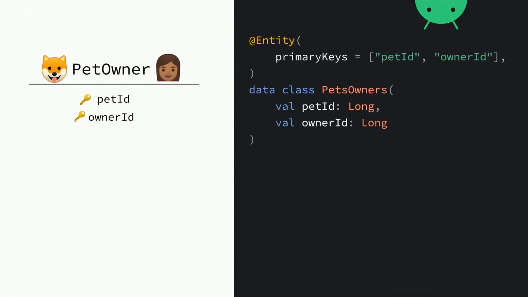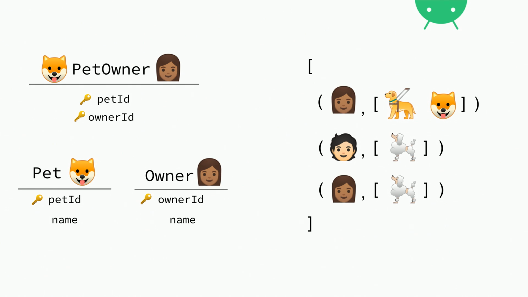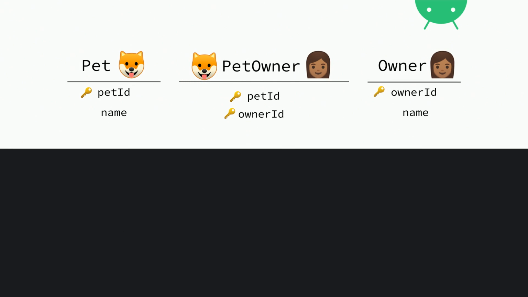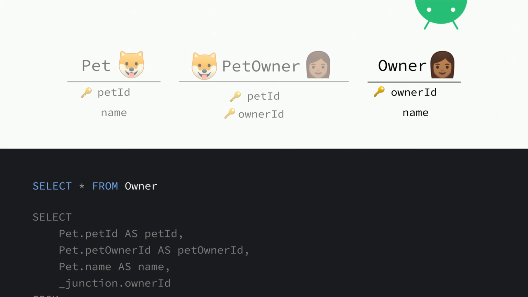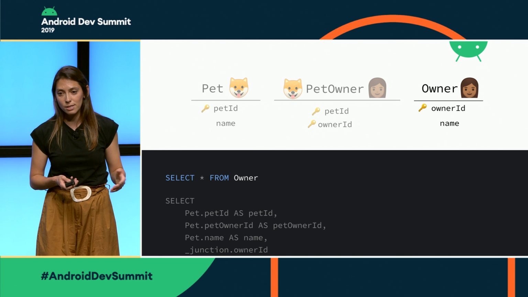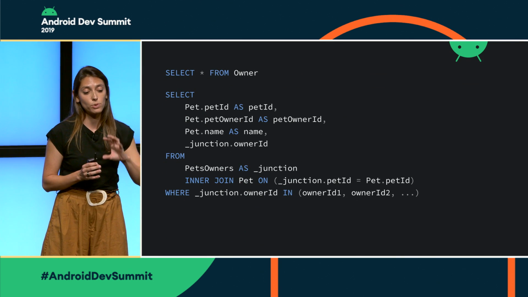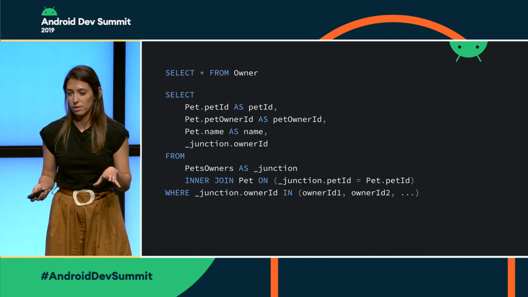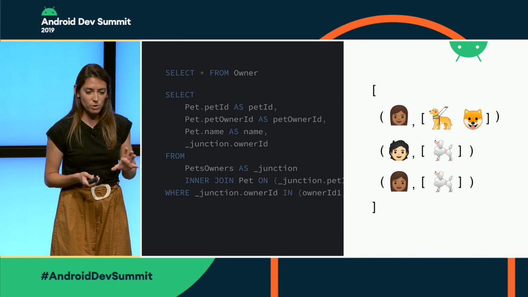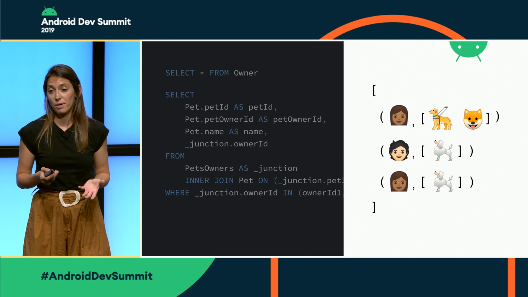So the pet owner would be an entity with a composite primary key, the pet and the owner. But now, if we want to create a list of all the owners with all of their pets, things look like this. So first, we would need to select from the owner, and then we would need to write a query that creates an inner join between the pet and the junction table.